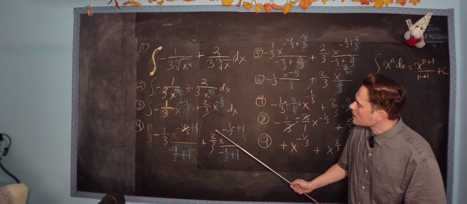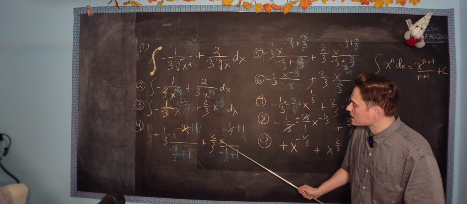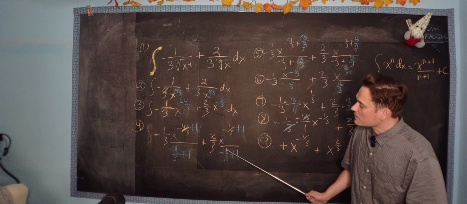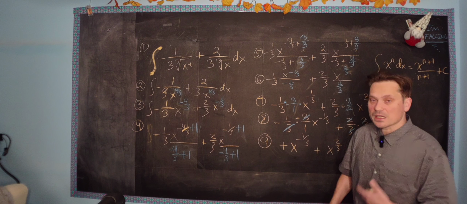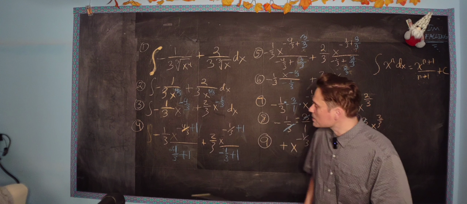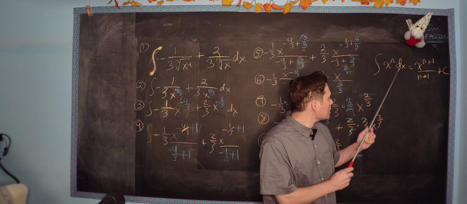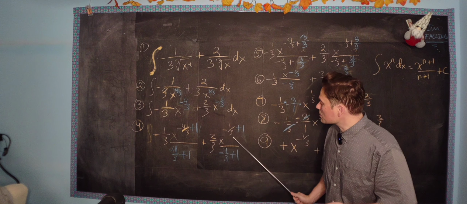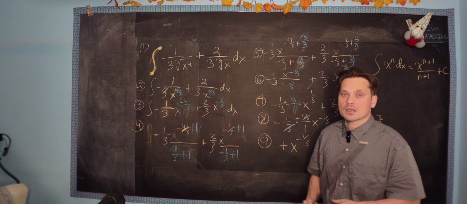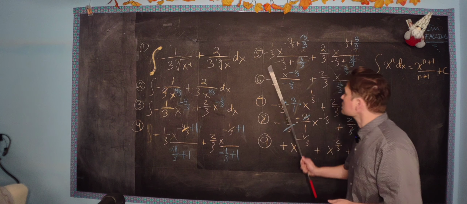Same thing over here. You originally had 2/3 x to the negative 1/3, so now it becomes 2/3 x to the negative 1/3 plus 1, divided by negative 1/3 plus 1, applying the power rule. For the power rule, n is negative 4/3 in the first part, and for the second part, n is negative 1/3. All right, let's go on to step 5.